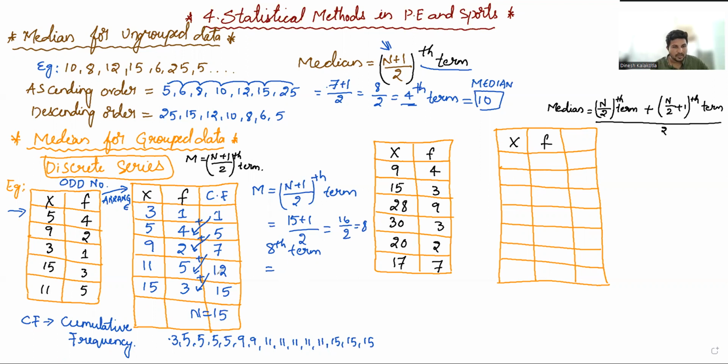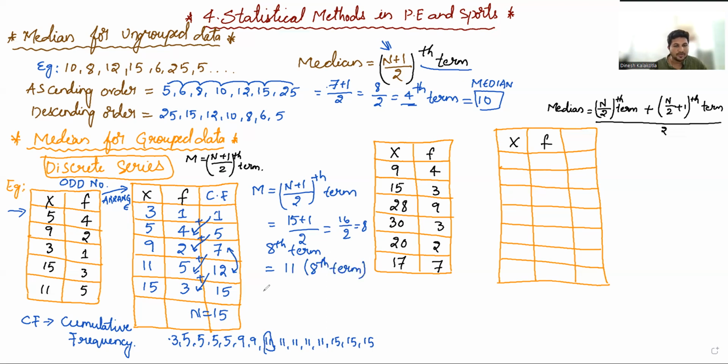Okay, let us see. So these are the positions of the scores, as I told you, cumulative frequency is nothing but the position of the scores. Now, the 8th term is in between 7 and 12, so the 8th term is present between the 7th and 12th position. So let us find out: 3, 1, 2, 3, 4, 5, 6, 7, 8. So the 8th term is 11.